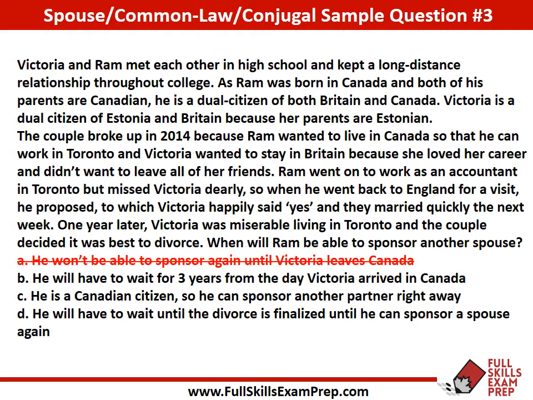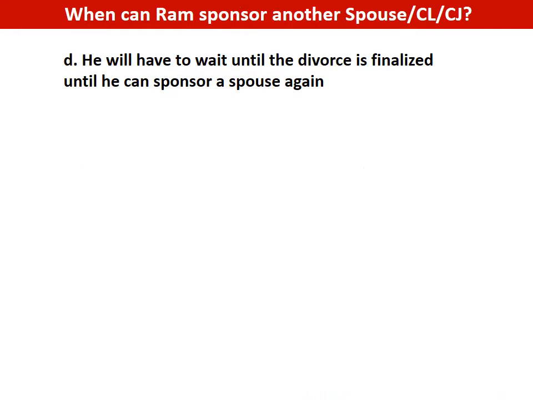Okay, so we could be pretty sure that A is incorrect. Now let's take a look at another option. So you can see that D has a very similar theme in here. Now, D states that he will have to wait until the divorce is finalized until he can sponsor a spouse again. So you should be thinking of a couple elements of divorce should jump into your head at this point.